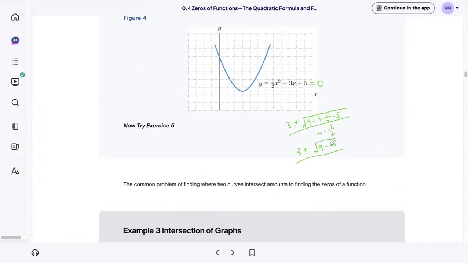Then divide by 2 times 1/2, which is 1. So this simplifies to 3 plus or minus the square root of negative 1, right? So this is a complex solution. Remember, i squared equals negative 1, then i equals the square root of negative 1. So this is an imaginary number.